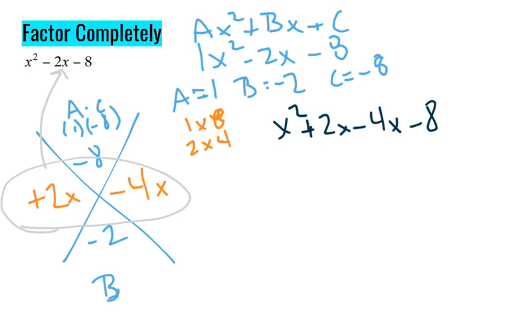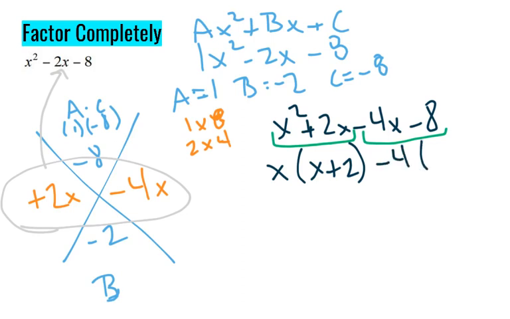Now I can look at my quadratic and split it into groups. I'm going to look at these first two terms to see if there's a common factor that I can factor out. Between x squared and 2x, I know that I can take out an x, and then I'm left with x plus 2. I'm going to do the same thing with these two terms. Do they have something in common? Yeah, they have the common factor of -4. So I'm going to factor out a -4, and I'm left with x plus 2.